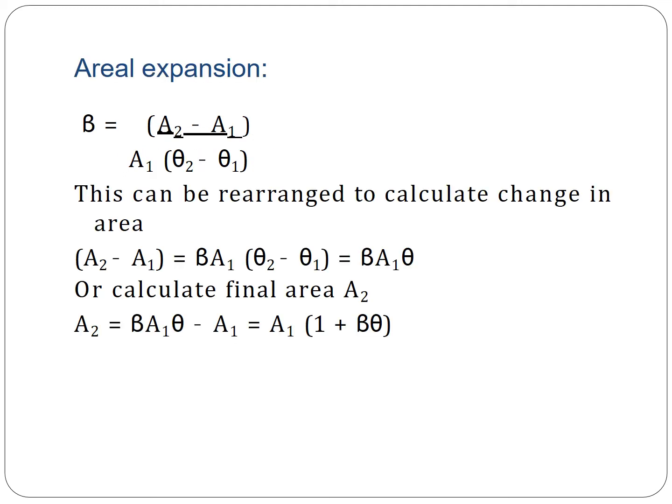An areal expansion can be found by using the formula beta equal to (A2 minus A1) upon A1 within bracket (theta 2 minus theta 1). This can be rearranged to calculate the change in the area. A2 minus A1 equal to beta A1 (theta 2 minus theta 1) equal to beta A1 into theta. Or, to calculate the final area A2, A2 equal to beta A1 theta plus A1 equal to A1 within bracket (1 plus beta theta).